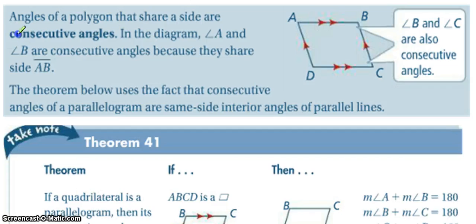So a little bit more vocabulary for you here. Consecutive angles are angles which share a side. So the first angles they give you as an example are A and B. They share this side here, but if I look at A and C, they do not share a side, so they're not consecutive. But if I look at B and C, they are consecutive because they share a side. So as long as they share a side, we have consecutive angles.